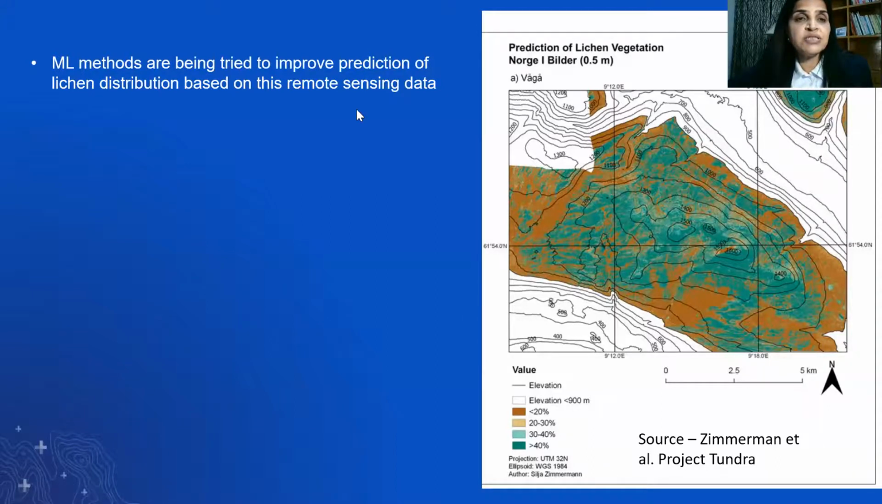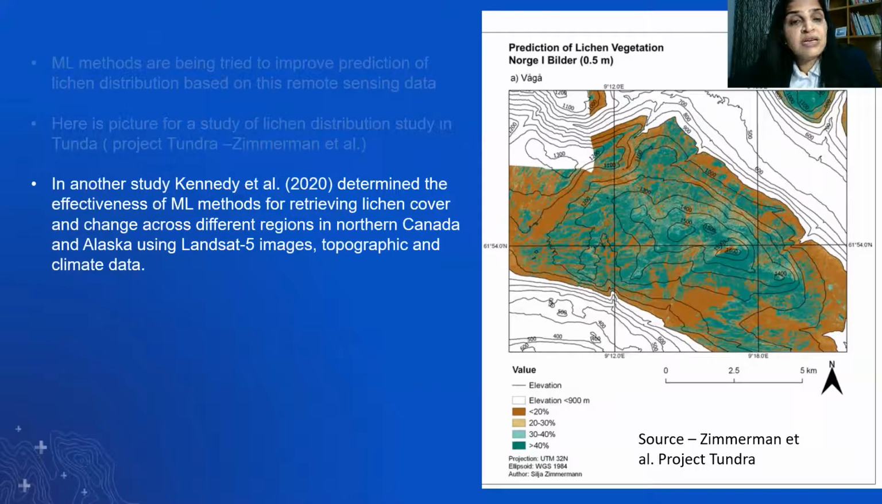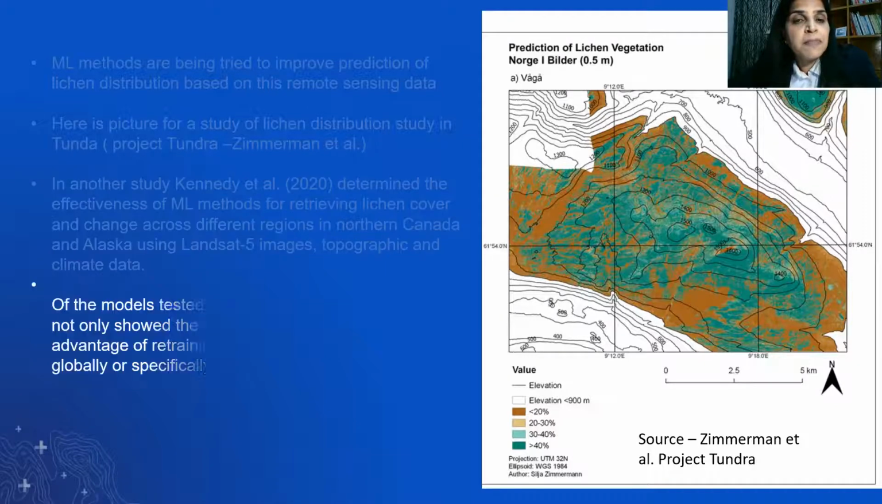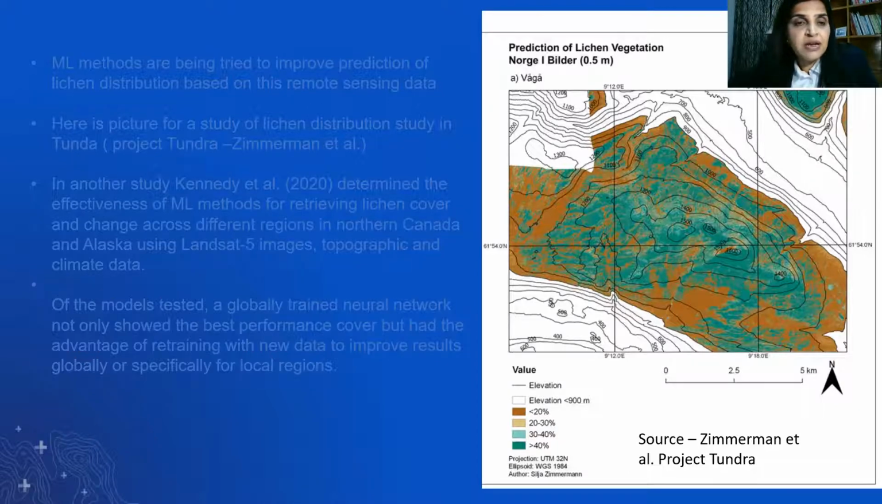So what artificial intelligence or ML is doing here is that it improves the prediction of the lichen distribution in this remote sensing data, and of the machine learning methods, the method which has specially found its application is neural networks. So using neural networks, quite accurate predictions about the lichen occurrence have been made, and it has been tried to automatize this using machine learning methods.